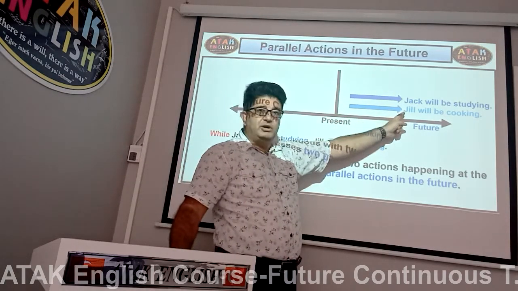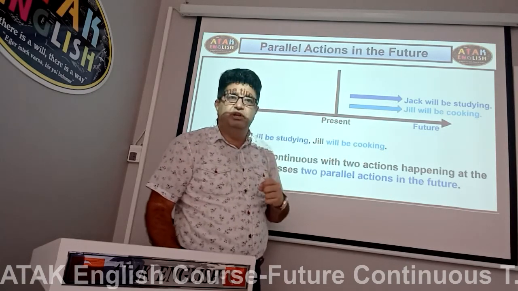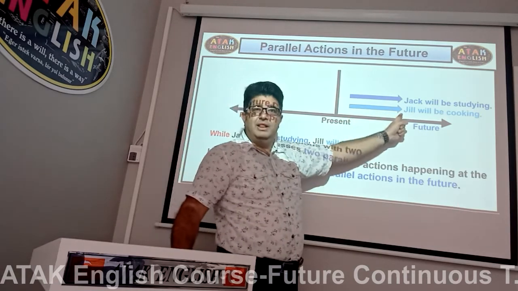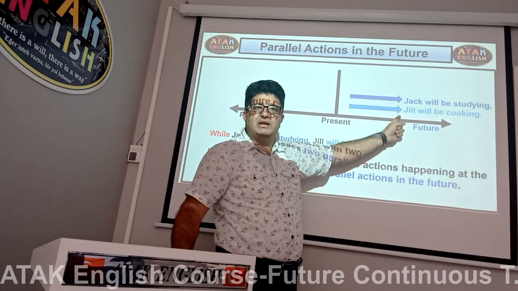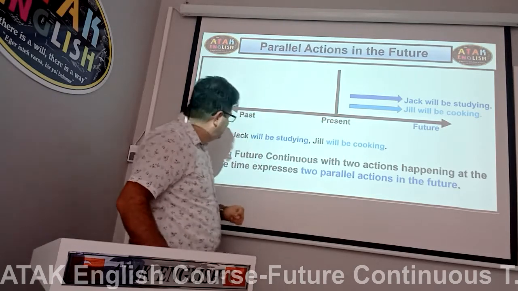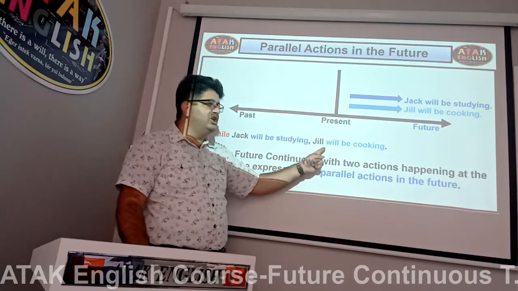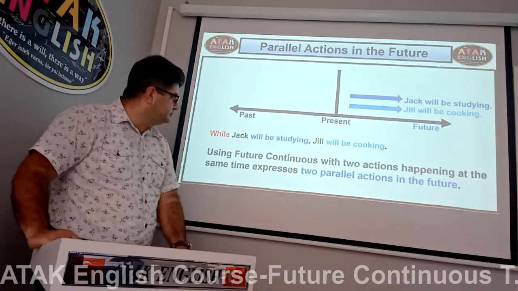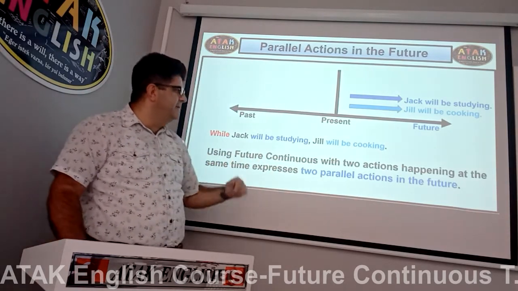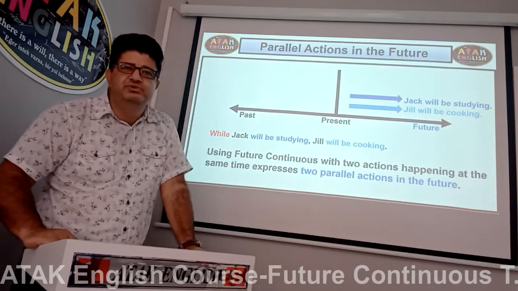Okay, there you go, two actions. Both of them are happening in the future, which are called parallel actions. By using while as a conjunction, I combine these two actions to make one combined sentence. Let me repeat that once more. While Jack will be studying, Jill will be cooking. Using future continuous tense with two actions happening at the same time expresses two parallel actions in the future.